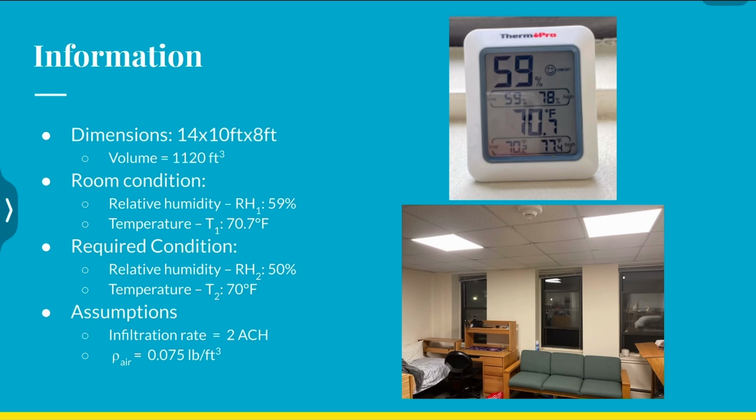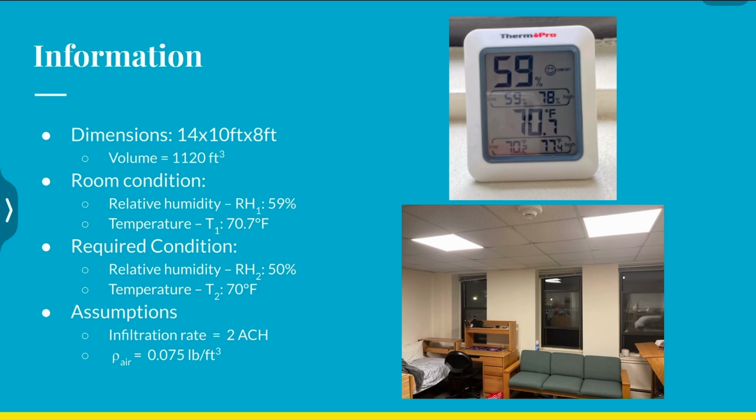So I also had to measure the dimensions of the room, and it turns out that it's around 14 by 10 feet squared, and the height of the ceiling is around 8 feet. So to calculate the volume, I just multiply all of them and I get 1120 feet cubed.